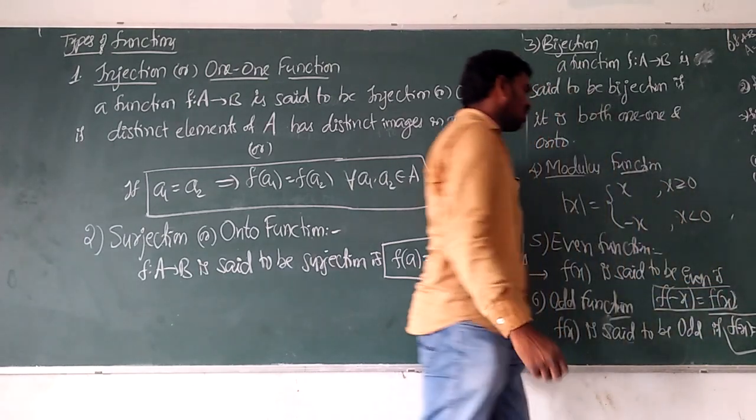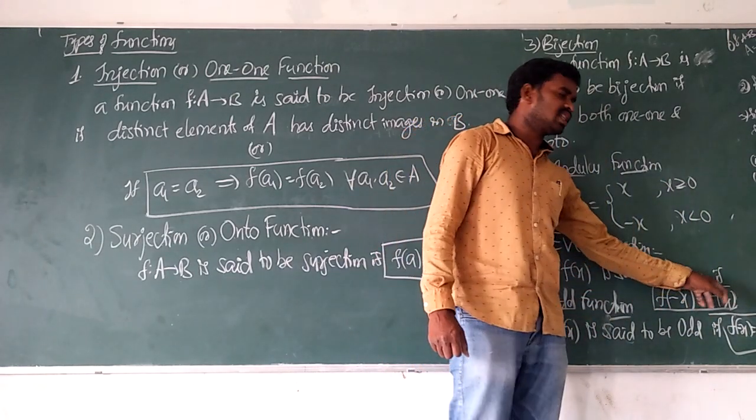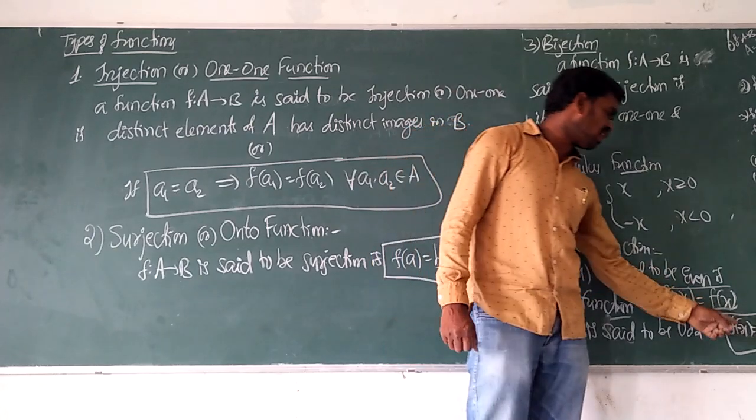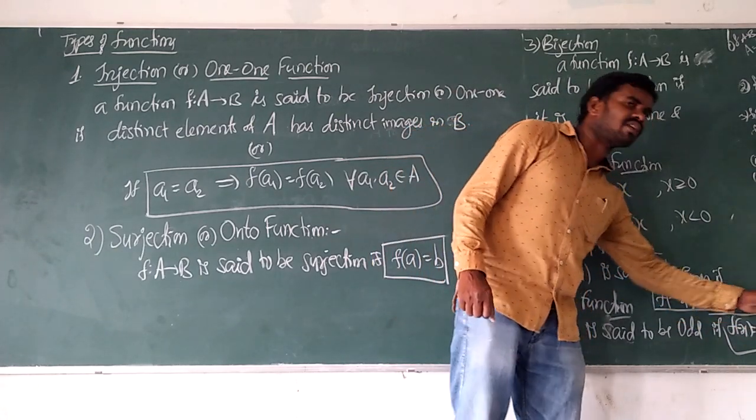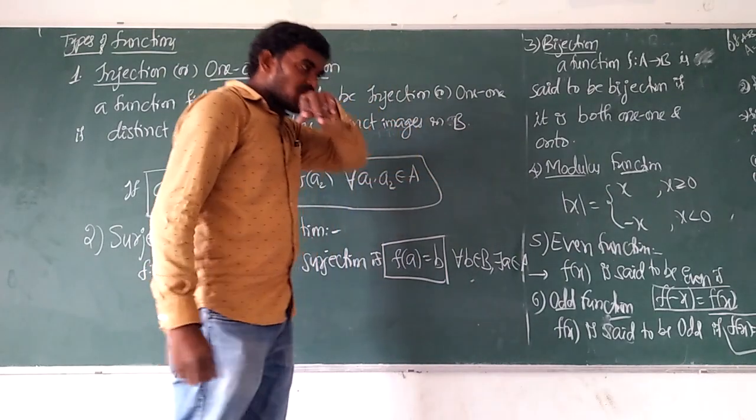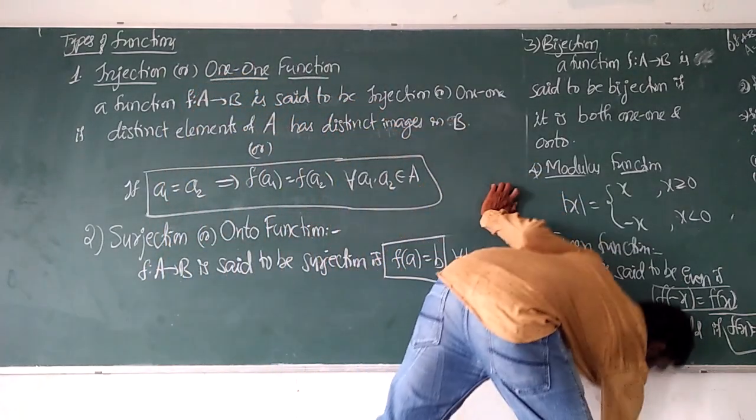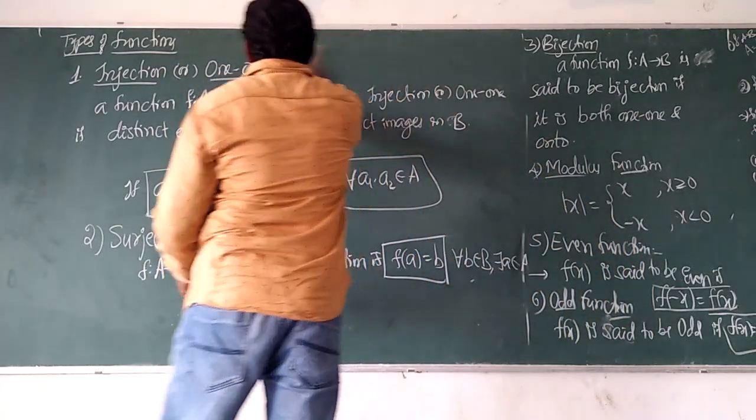So if f of minus x is equal to f of x, then that is called even function. If f of minus x is equal to minus f of x, that is called odd function. And one more definition.